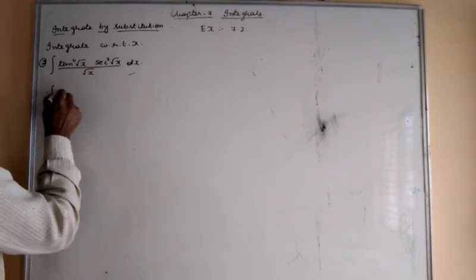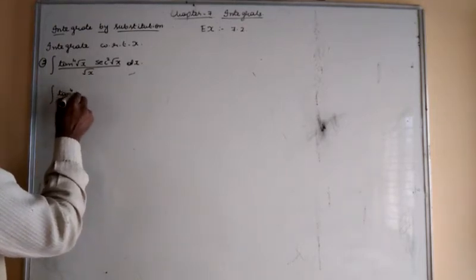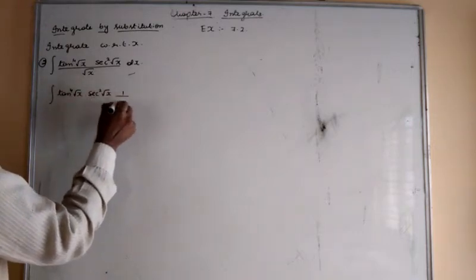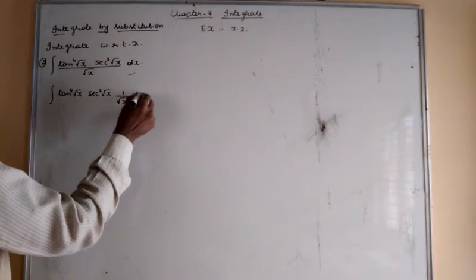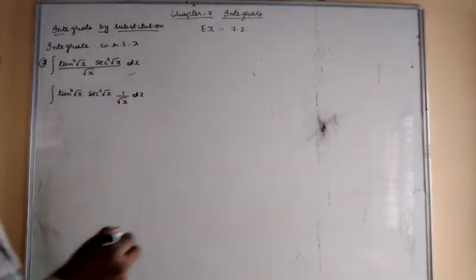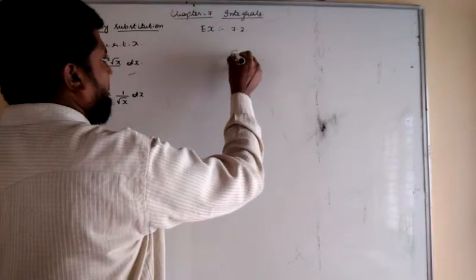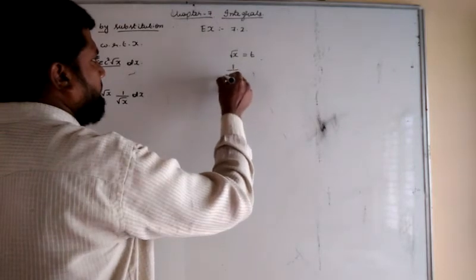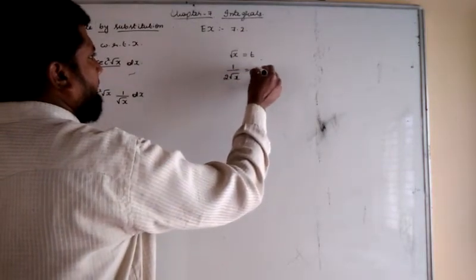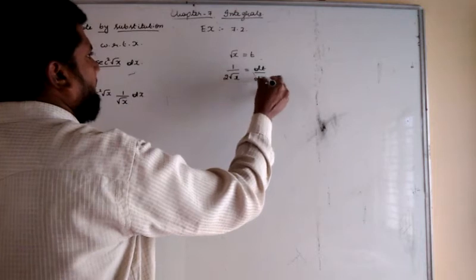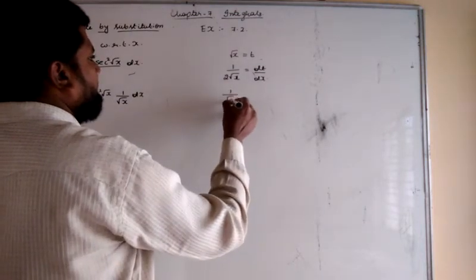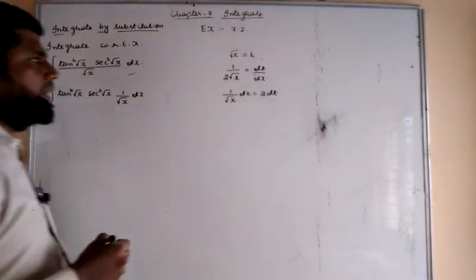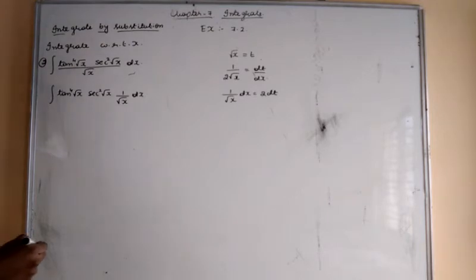So integration of tan to the power of 4 root x into secant square root x into 1 by root x dx. Okay, so let us substitute here. First, root x is equal to t. Root x differentiation is 1 by 2 root x, then dt by dx. Again here 1 by root x dx is equal to 2 dt.